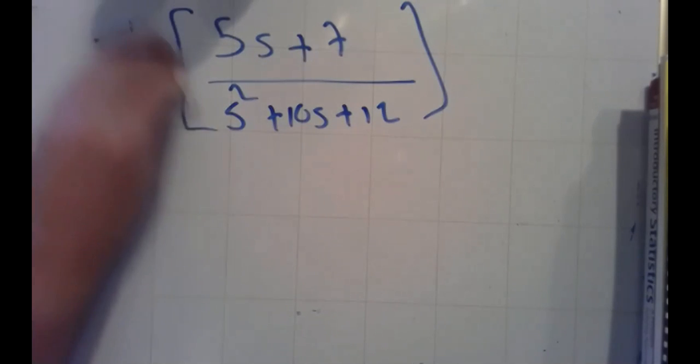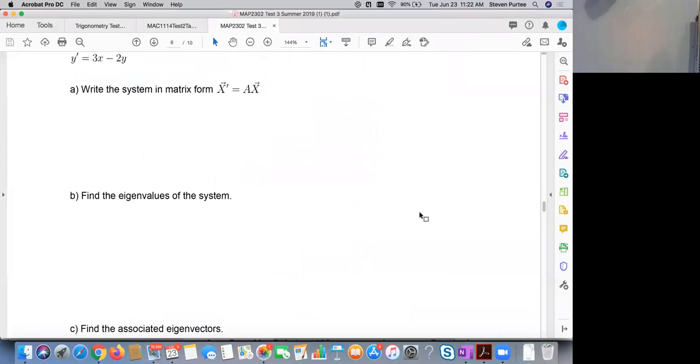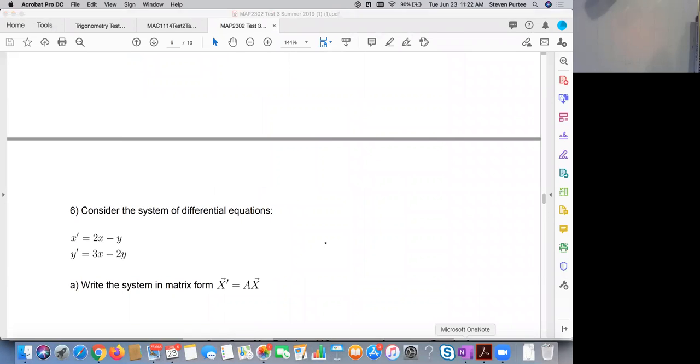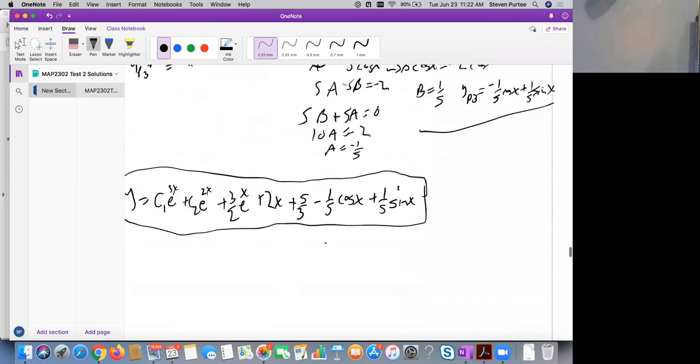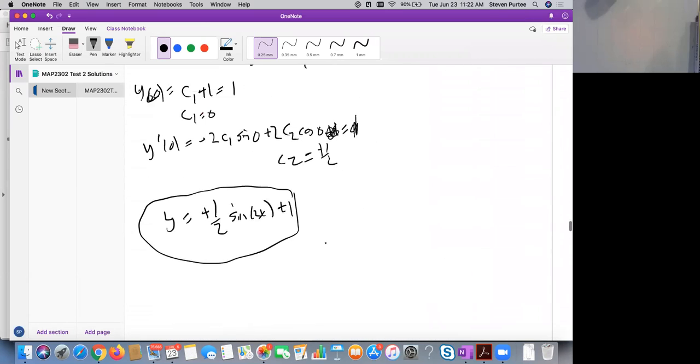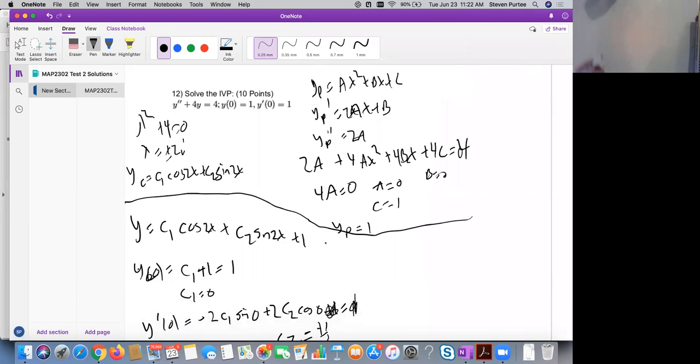Okay, let's actually solve some DEs using Laplace transforms. Let's do the one from the test, the initial value problem we had. This one shouldn't be too bad. That's y double prime plus 4y equals 4, subject to y of 0 equals 1, y prime of 0 also equals 1.